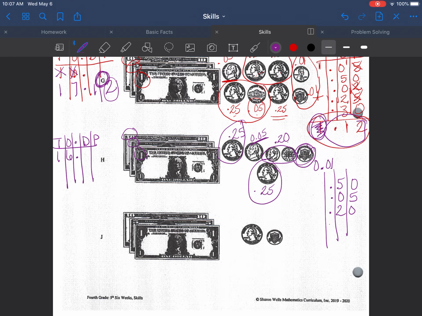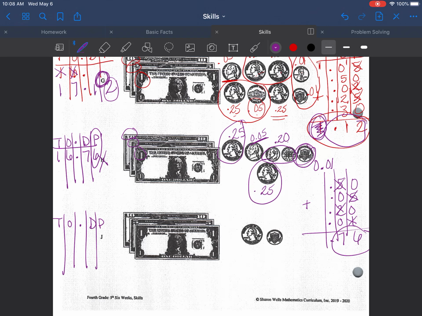And then I'm going to go ahead and do my nickel, which was 5 cents. My 2 dimes, 20 cents. And then my 1 cent. 5 plus 1 makes 6. 5 plus 2 makes 7. So my total is 76 cents. Remember, we needed a 2 in my pennies, so I can eliminate it.